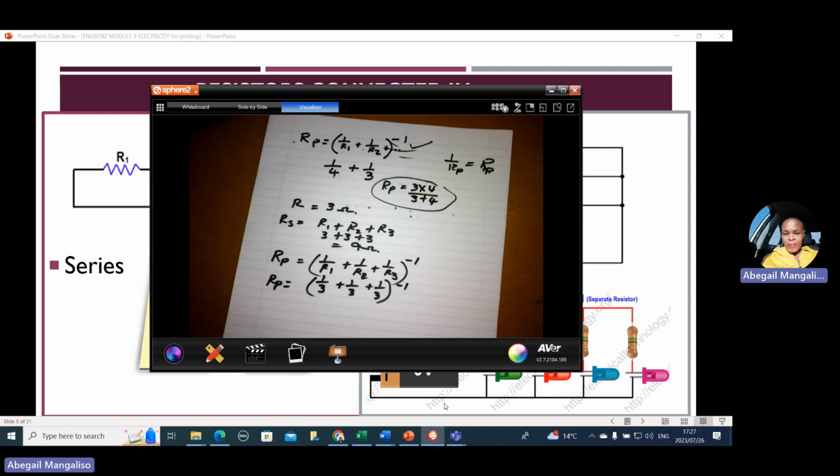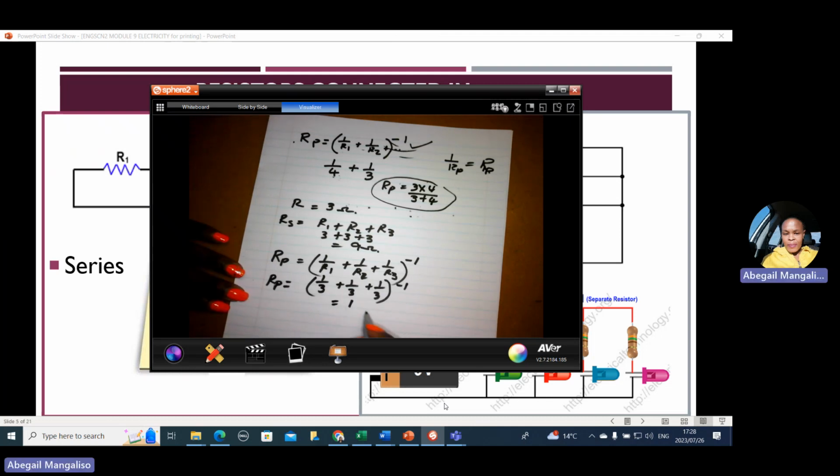You open brackets, 1 divided by 3 plus 1 divided by 3 plus 1 divided by 3. Close brackets, all to the power -1. And the answer is 1.